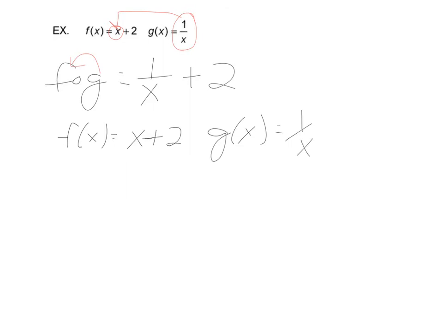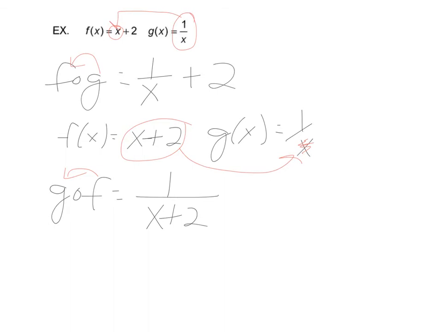And going the other way around, g of f. The one on the right replaces the one on the left. So 1 over x. Oops, I did that backwards. So x plus 2 goes in for the x. And we have 1 over x plus 2.